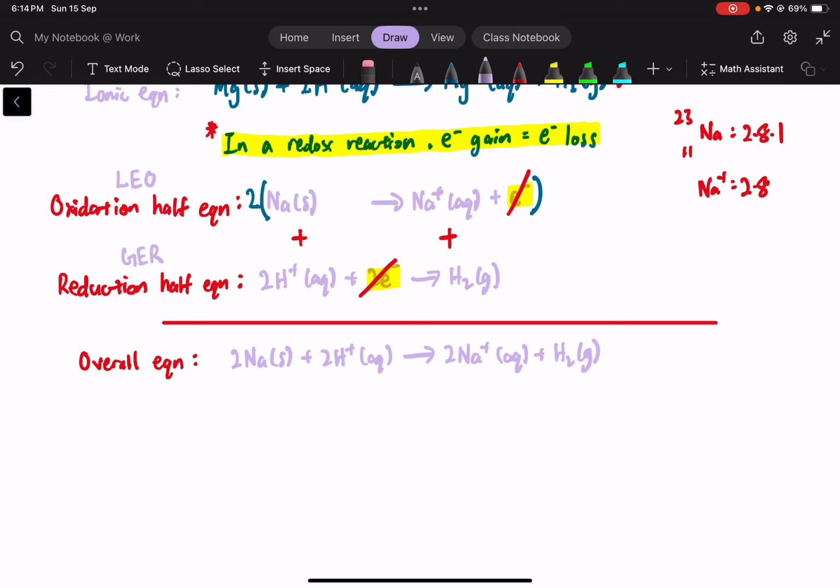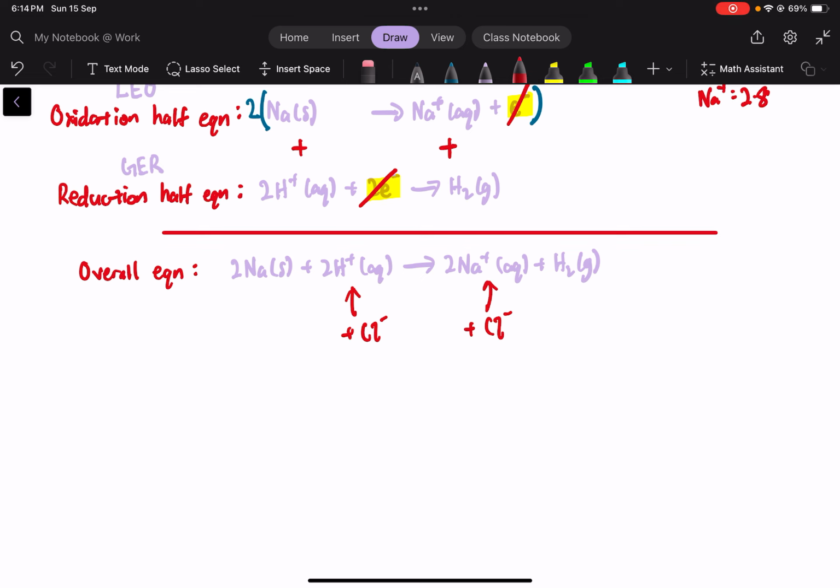In this case, since we are using hydrochloric acid, we can add the spectator ions back in. There is a chloride ion, a spectator ion here. We can add the spectator ion back, and from here we can obtain the full chemical reaction between sodium metal and hydrochloric acid.